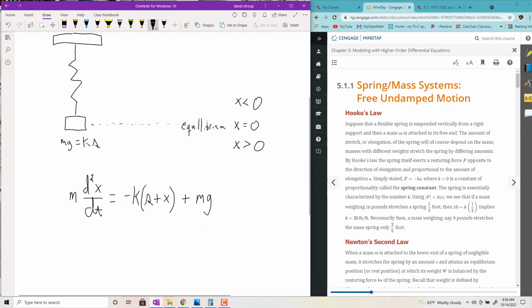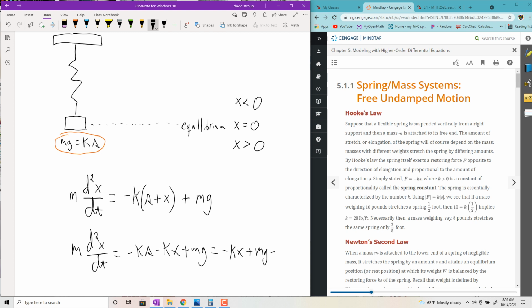Okay. We want to simplify this, set it equal to 0, and develop a homogeneous differential equation for the scenario. So first I'm going to rearrange things and exploit this initial condition to simplify it. So I have m times the second derivative of x with respect to t equals negative ks minus kx plus mg. Then I could rewrite that a little bit as negative kx plus mg minus ks. Okay. Because of our initial condition for equilibrium, these guys are the same. They're equal to 0.